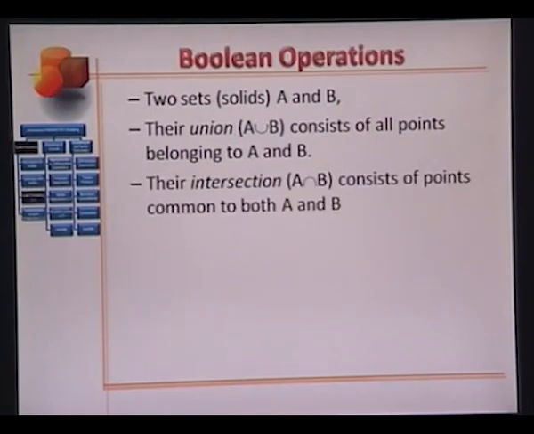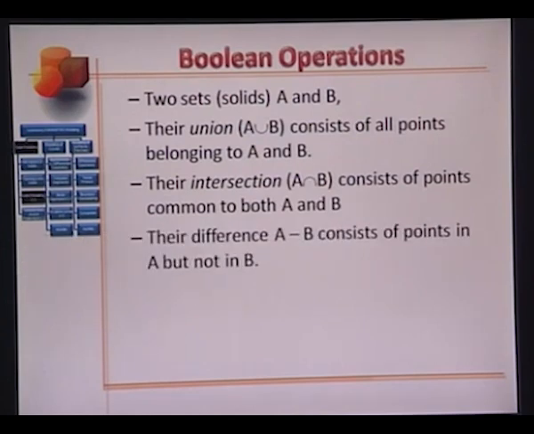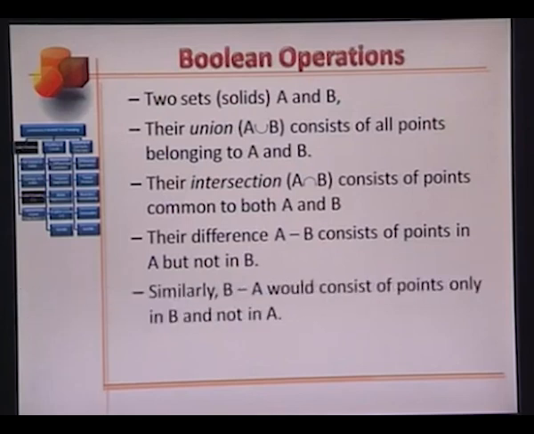Their intersection, represented by A intersection B, would consist of points which are common to both A and B. The difference, A minus B, would consist of points in A but not in B. Similarly, the difference B minus A would consist of points only in B and not in A.